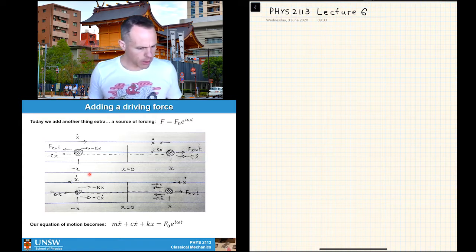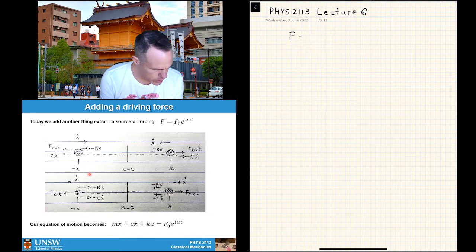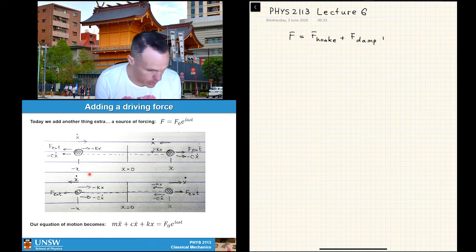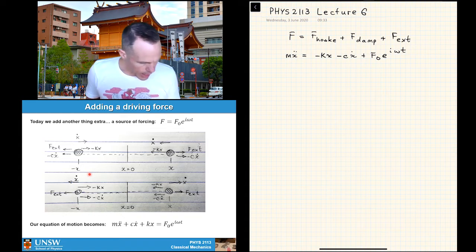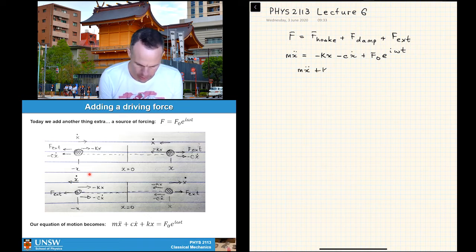And so if we balance this all together, we end up with our total force being equal to our Hooke's force plus our damping force plus our external force. And if we pull this all together, we've basically got m x double dot is minus kx minus c x dot plus F naught e to the i omega t. And you can pull all the terms together so that you end up with m x double dot, let's put the terms in a sensible order here, plus c x dot plus kx is equal to F naught e to the i omega t.